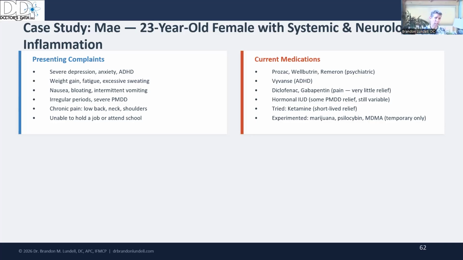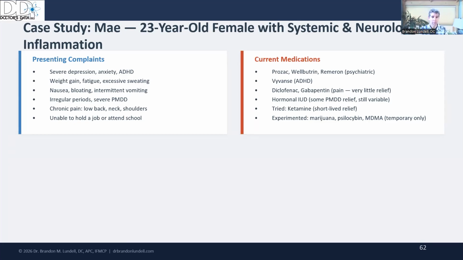She had a hormonal IUD. She tried ketamine, which provides some short-term relief, but never long-term. These things like ketamine and peptides, even psilocybin, these are all wonderful treatments. But if you're not treating the gut and you're not treating the core imbalances, none of them are going to last. Does this make sense to everybody?